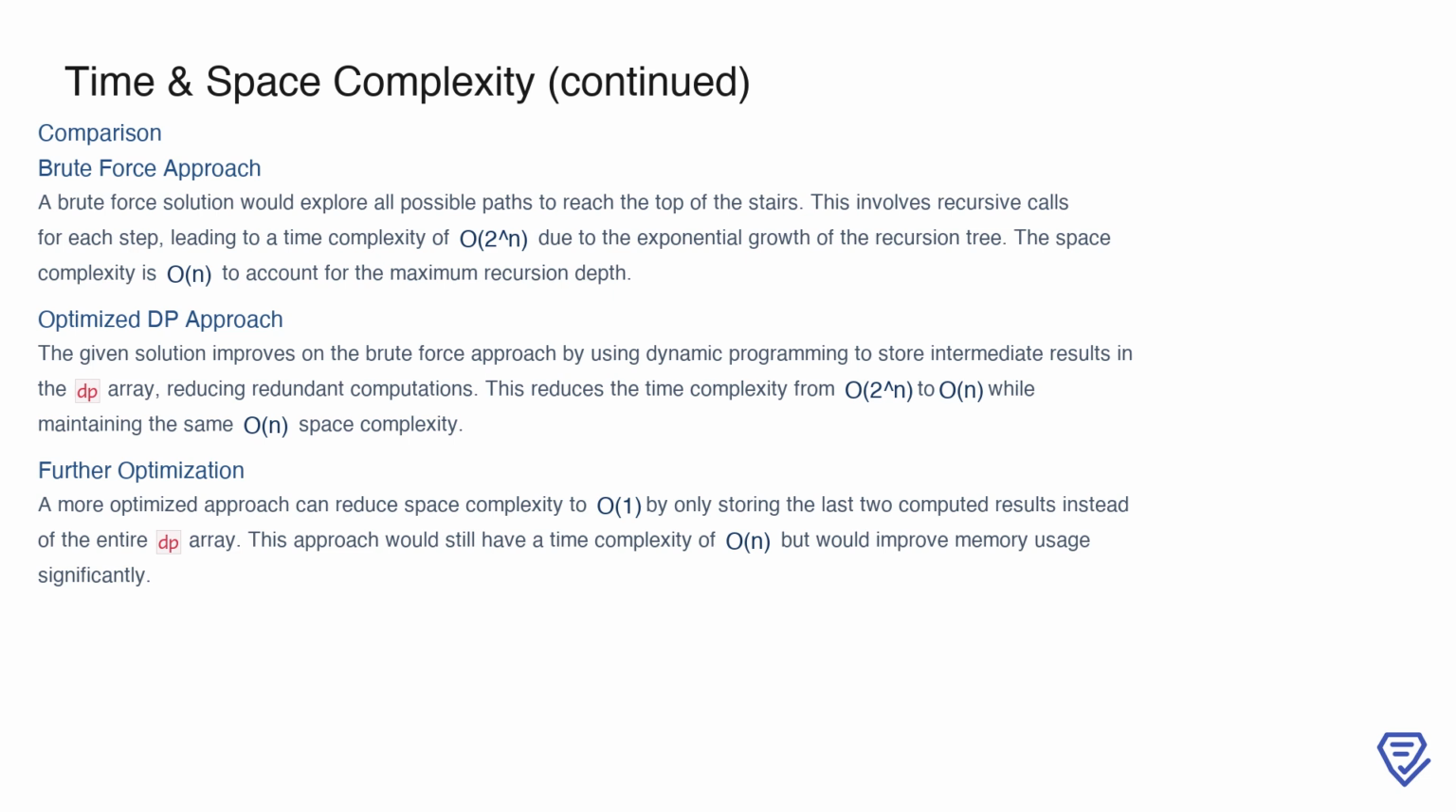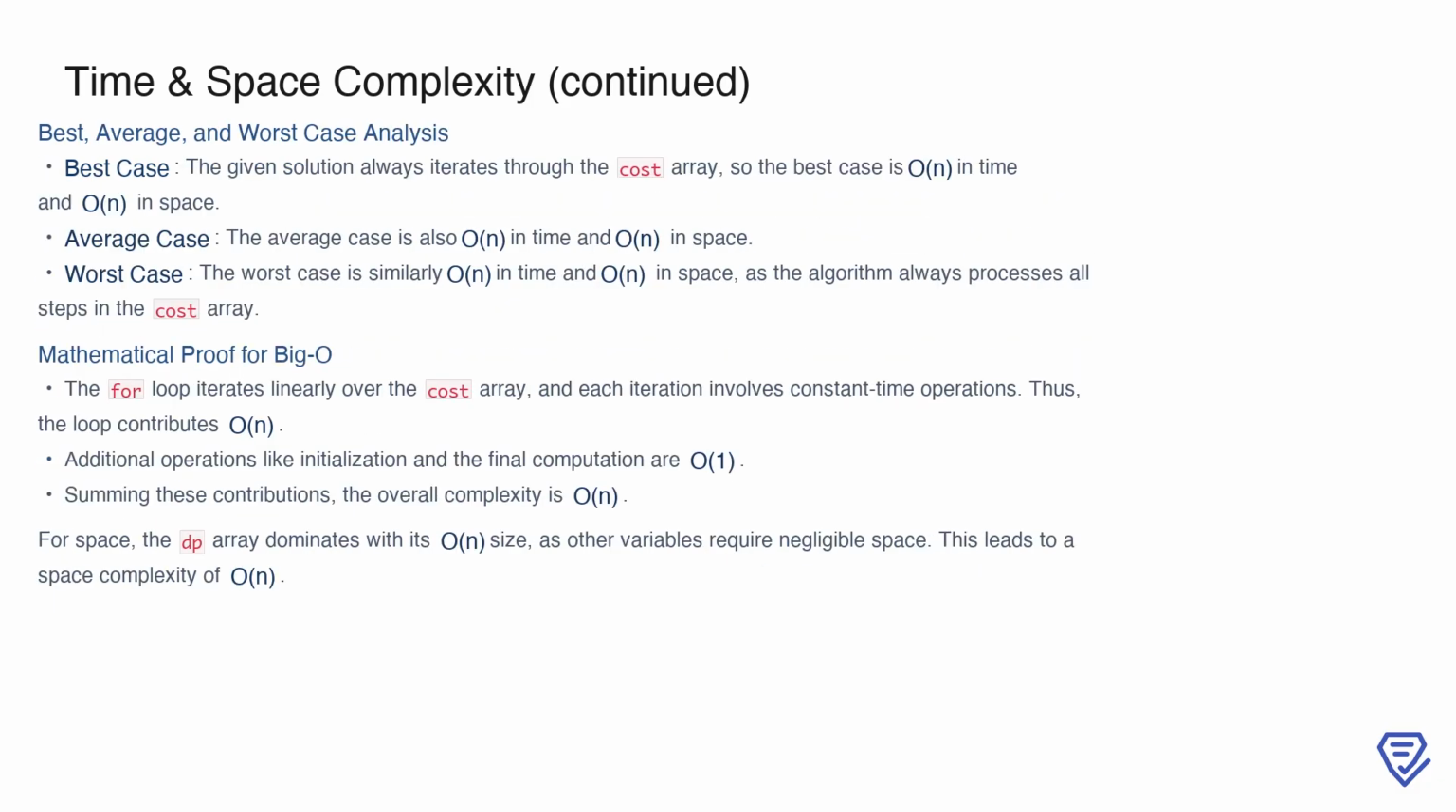If we aim to further reduce memory usage, we can optimize the space complexity to O(1) by storing only the last 2 computed results instead of the entire dp array. This would still result in O(n) time complexity but with significantly improved memory efficiency. Now, let's analyze the best, average, and worst-case scenarios. Regardless of the input, the algorithm always iterates through the entire cost array, processing each step exactly once. This means the time complexity is O(n) in the best, average, and worst cases. Similarly, the space complexity is O(n) in all cases due to the dp array.